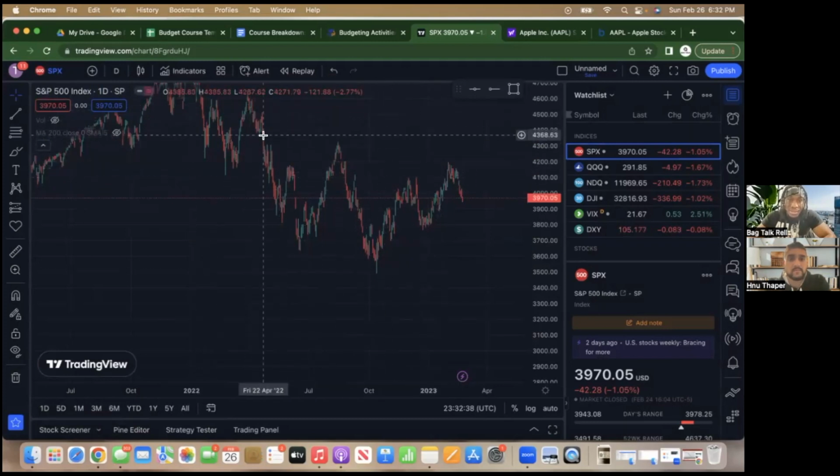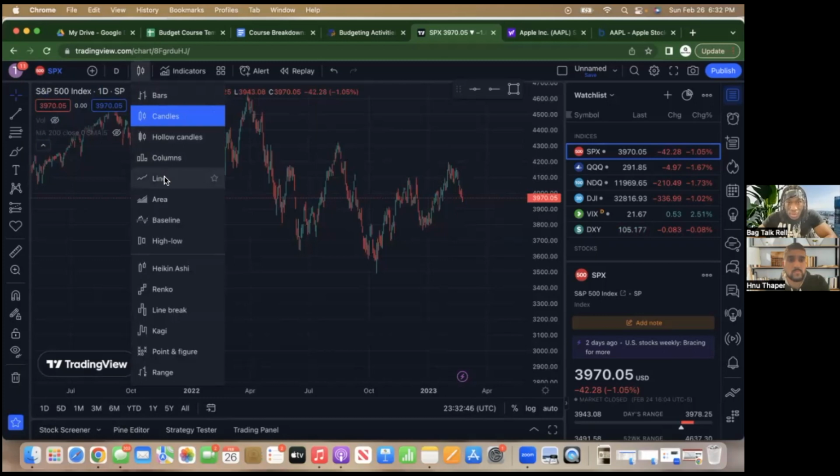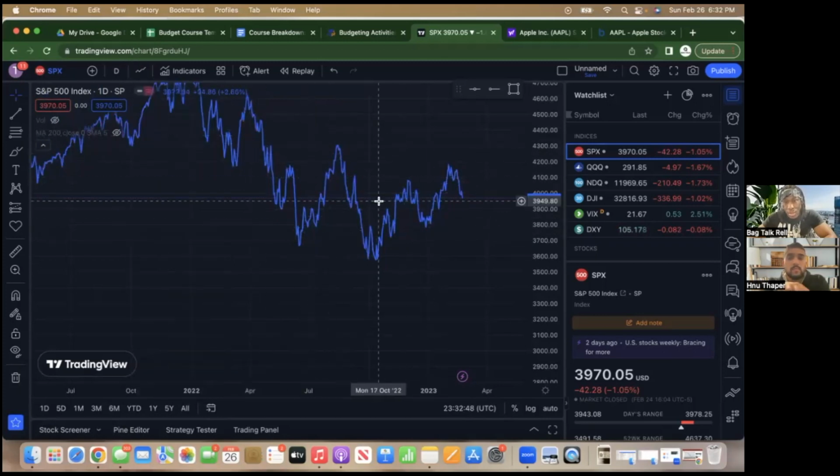Once you type in SPX, it will pull up this screen. Okay, and then to get to the line chart, which is what I was originally on, you see this icon right here. You click on that, and then you go down to the word line, you click it, and then it will show you the line chart. Now this is perfect, right?